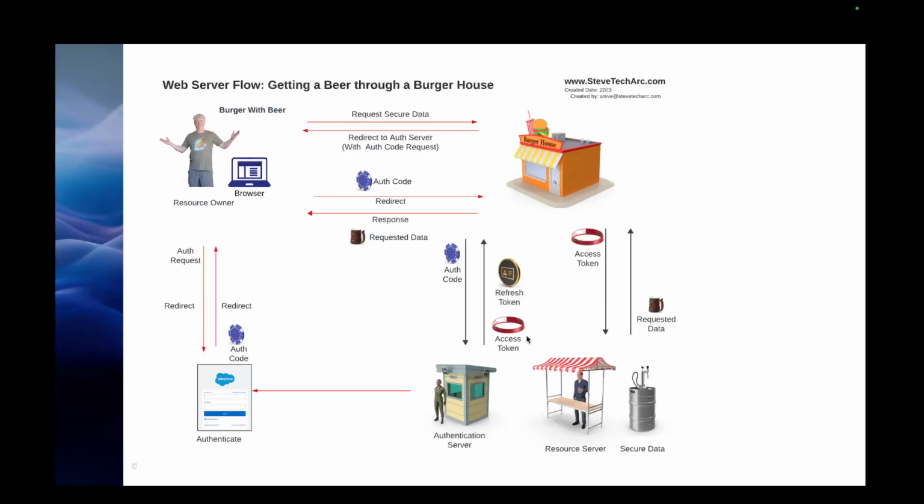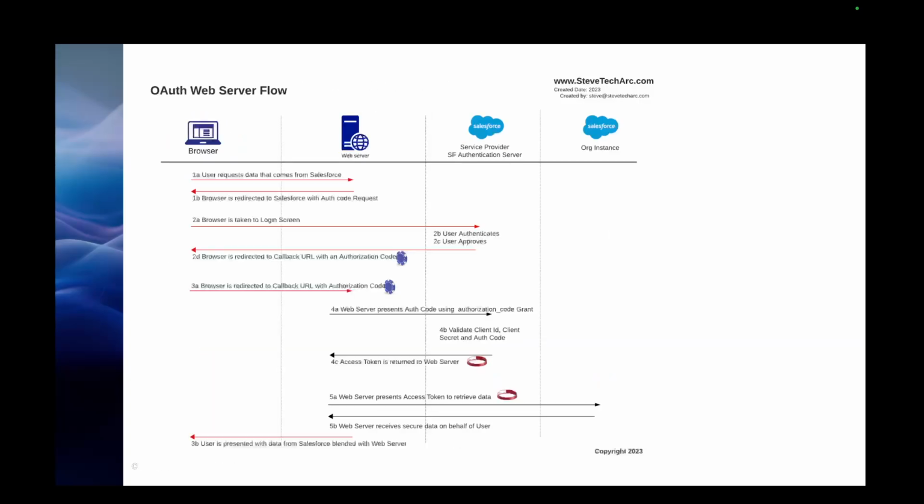This is the most complicated of all the flows. You know this flow, you got it down. Web server flow, get the burger house, and you got it nailed. So here it is, the flow: username requests, you're redirected, then you're sent back with an access code, then the burger house presents the access code and gets the wrist bracelet, and now you get data. And then you can send the blend data.